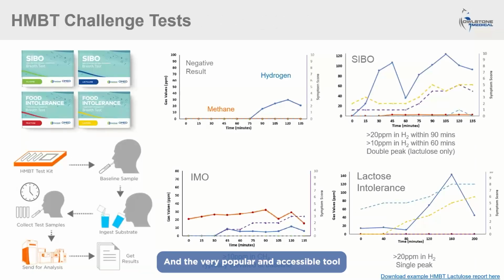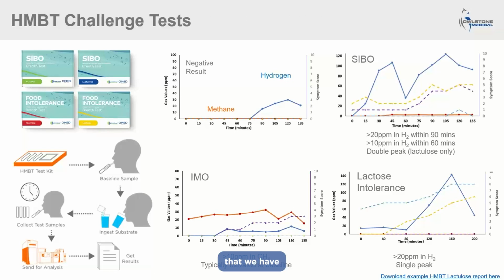And the very popular and accessible tool that we have to understand how these gastrointestinal conditions, including SIBO, behave is through hydrogen and methane breath tests, HMBTs. They are simple, non-invasive, and very safe ways to start to unravel the biology behind an individual's GI symptoms. They are commonly performed in people who have IBS to rule out other underlying conditions such as carbohydrate malabsorption or, as I mentioned, SIBO.